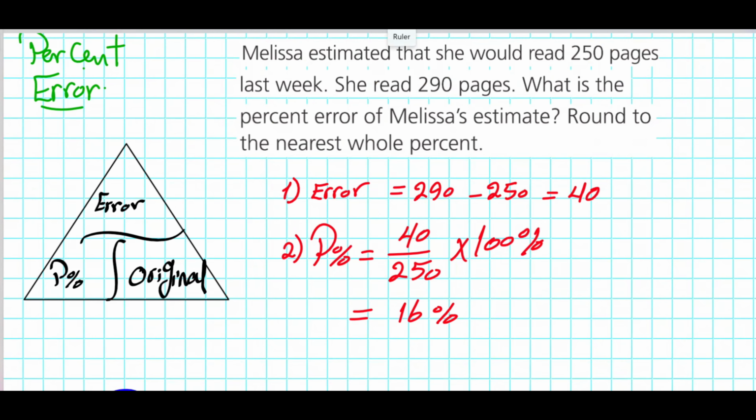Then we move to the percent itself by dividing the error by the original amount. So dividing the 40 by 250, multiplying by 100%. Don't forget that part. So by simplifying zeros and dividing the 100 by 25, you know that the 100 contains 4 of 25. So by dividing, we get 4. 4 multiplied by 4 is 16%. So the percent error was 16%.